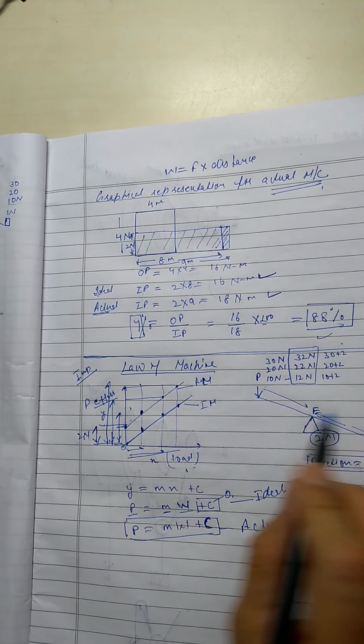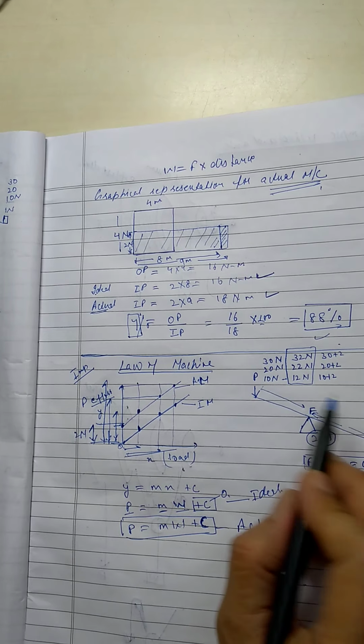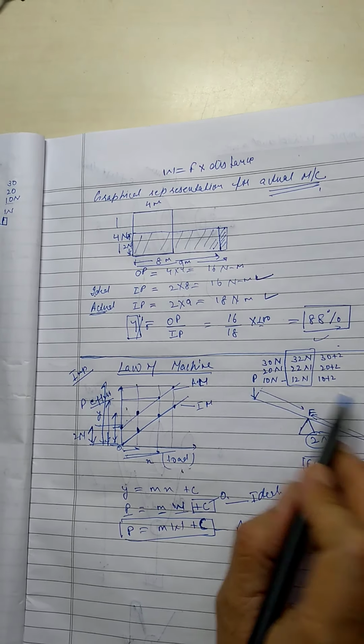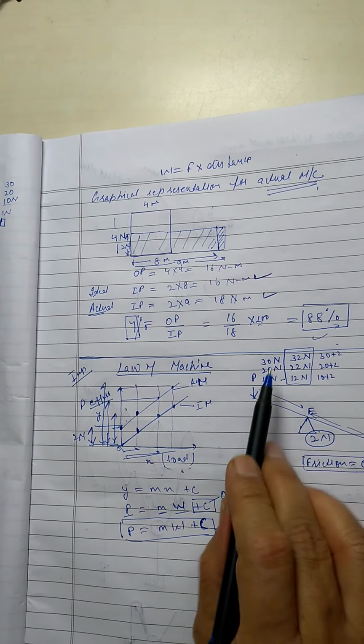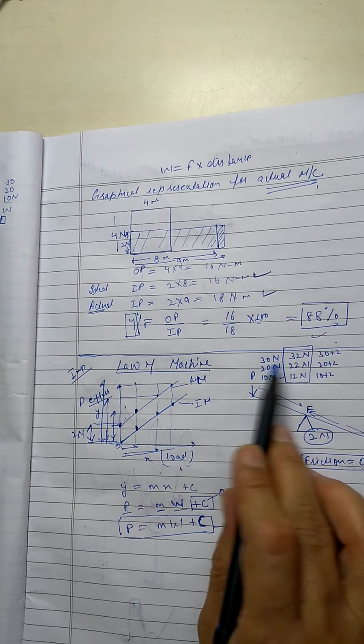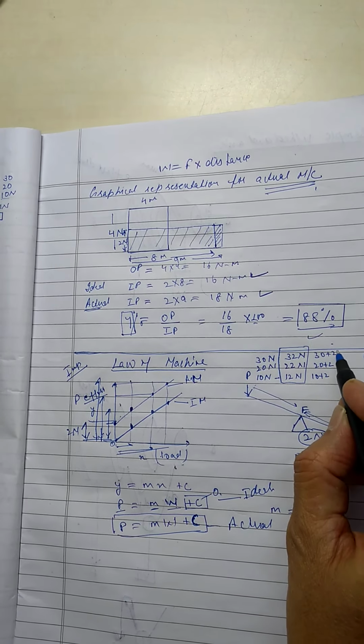It has got the value of 2 according to this machine, but it is always a constant. Here the difference is 2. In the second reading the difference is again 2. In the third reading again the difference is 2. That means this value, the frictional value, is constant in all situations, but the effort applied increases as the load which has to be lifted increases.